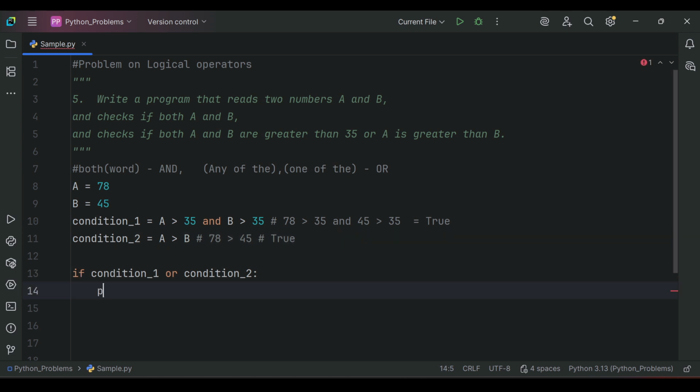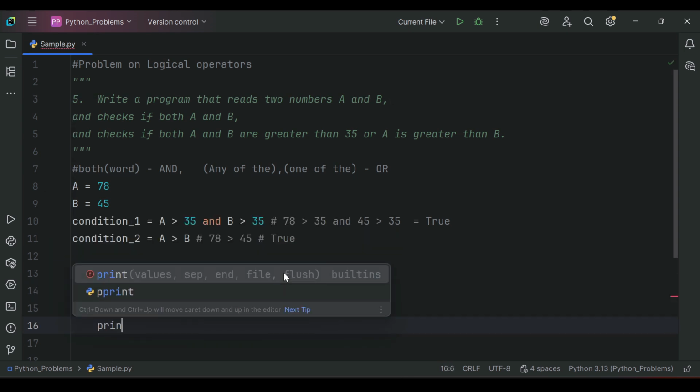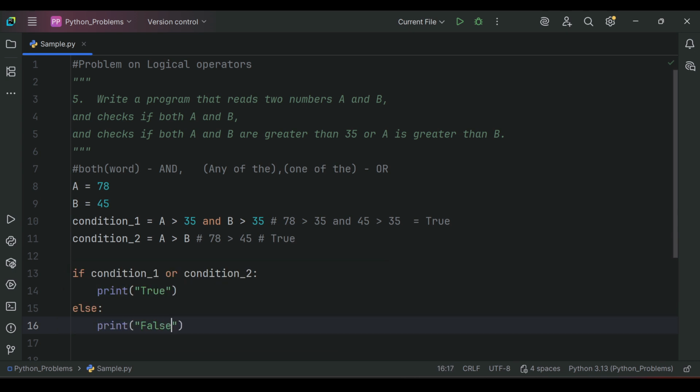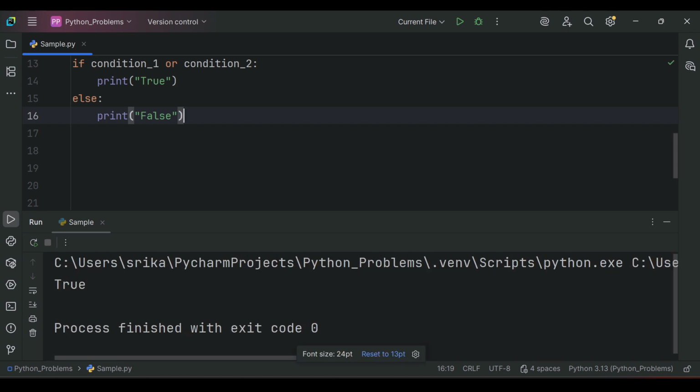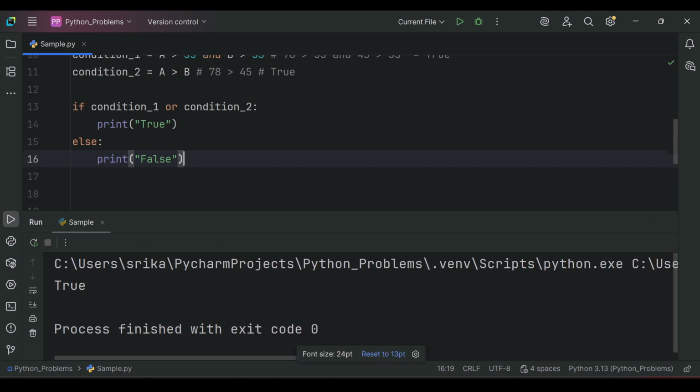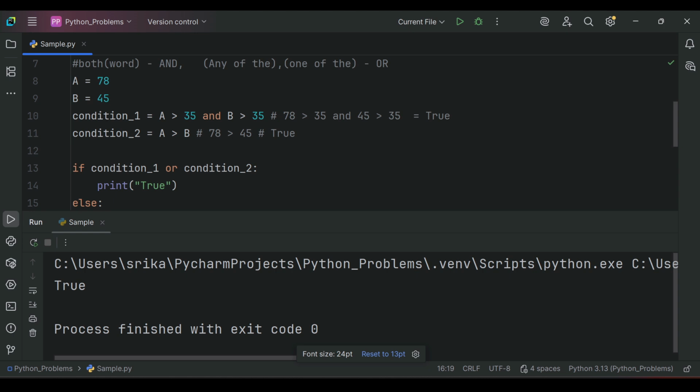Definitely it's true. Okay, now the output will print true, else print false. Now check it. This is a true value. Why? Because one condition is true. Actually here both the conditions are true. This condition is true, and this condition is also true.